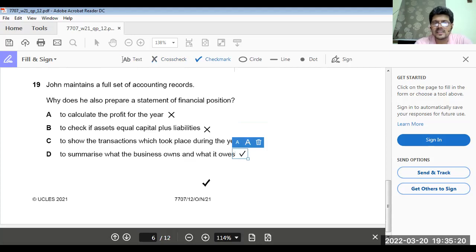Okay. Financial position. Asset is equal to liabilities plus capital is the formula. If suppose you are confused with the B option here, remember, asset is equal to capital plus liabilities is actually the accounting equation on which a financial position statement, a balance sheet, is based. Okay.